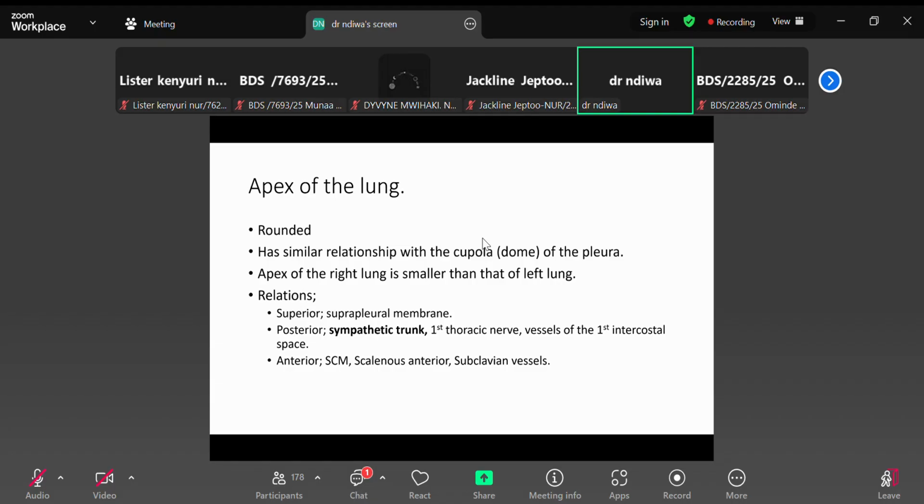Sternocleidomastoid muscle is the muscle that usually attaches when you hold the front part of your neck between the jugular notch, the sternal notch. On either side, there are usually very strong muscles here. That's what we call sternocleidomastoid. It arises from the sternum. Cleido is the clavicle, and the mastoid, it inserts on the mastoid bone of your neck. And then we have the scalenus anterior muscle and the subclavian blood vessels. Those are what is associated with the apex of the lung.